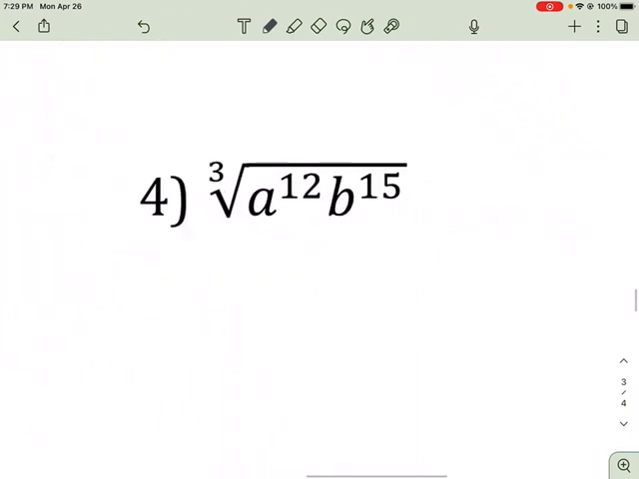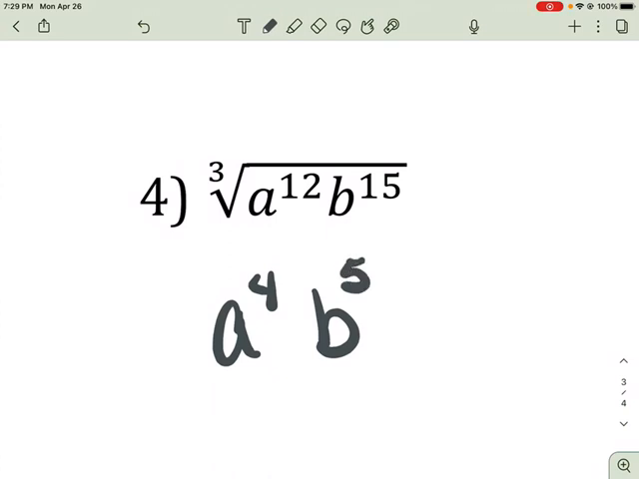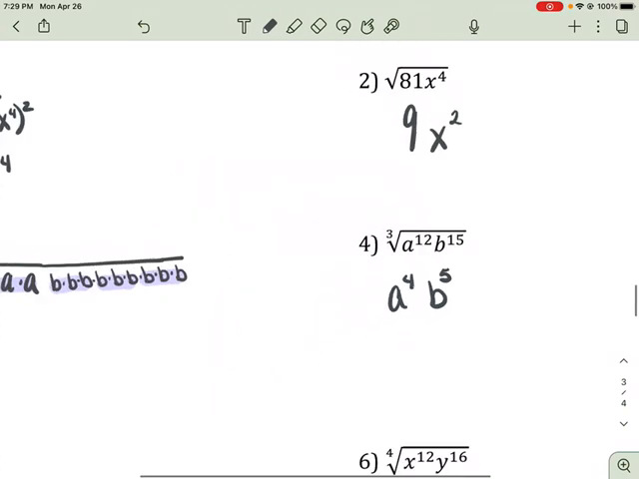Here I have 12 a's. Okay, I want a group of 3. How many groups of 3 are there in 12? Well, there's 4. How many groups of 3 are there in 15? B to the 5th. Okay.